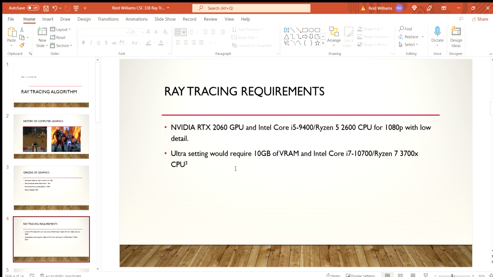But from a computer component side, you need a very updated NVIDIA RTX for 1080p, but with relatively low detail. And if you want to get things up to ultra, to the super realism, the very photorealistic stuff, you need 10 gigabytes of VRAM and a pretty intense Intel Core processor. All of these are pretty recent. They definitely did not have them in the 90s.